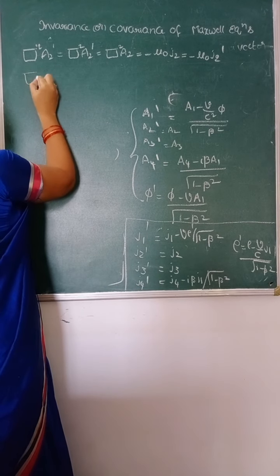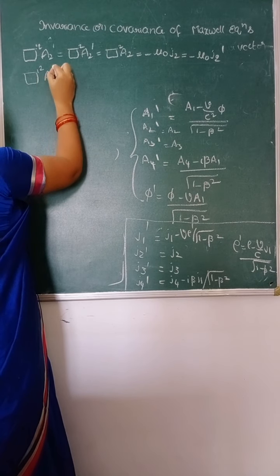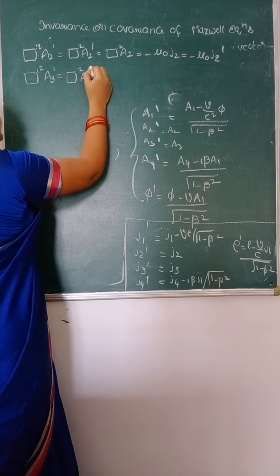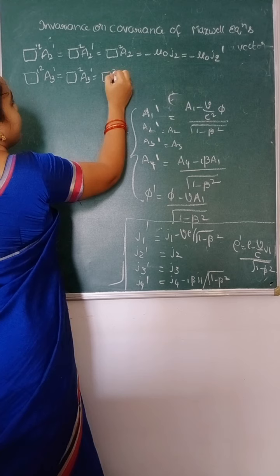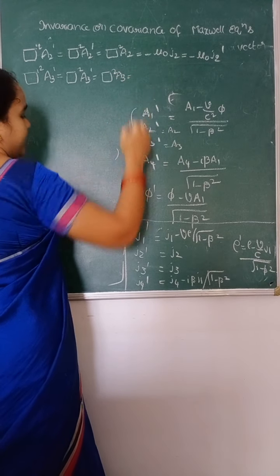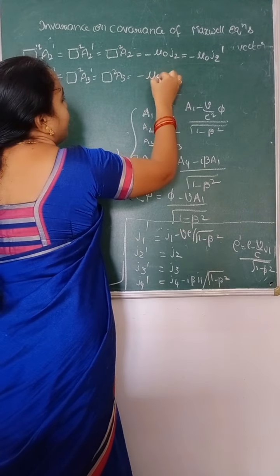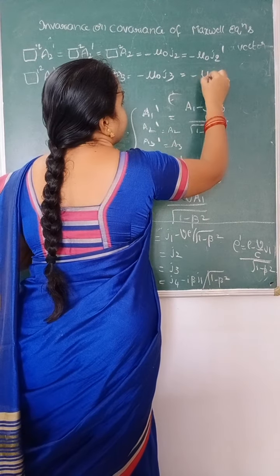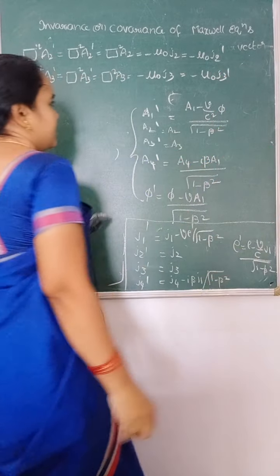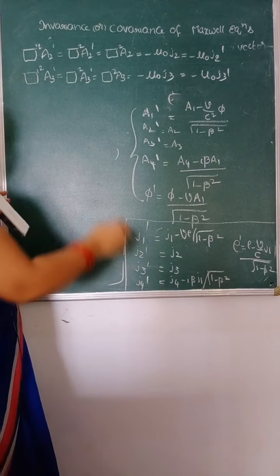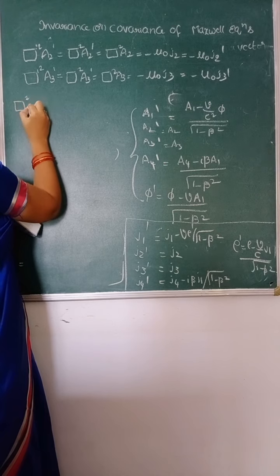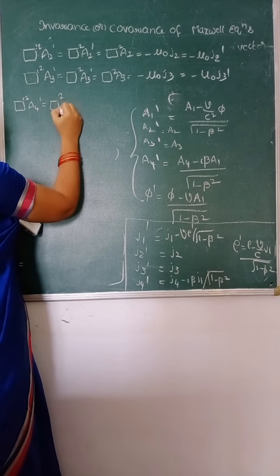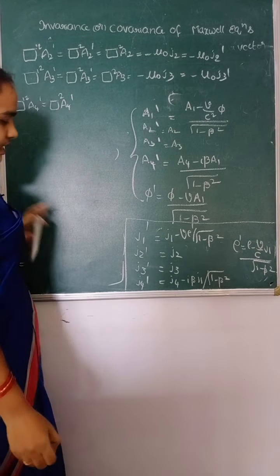Next, the third one is del dash square a3 dash, that is, del dash square and del square are equal, and a3 dash. Since a3 dash is equal to a3, so del square a3. What is del square a3? Minus mu naught into j3. Since j3 is equal to j3 dash, this is minus mu naught into j3 dash. Simply, all are verified. And the last one is del dash square a4 dash, which is del square a4 dash. So what is a4 dash?